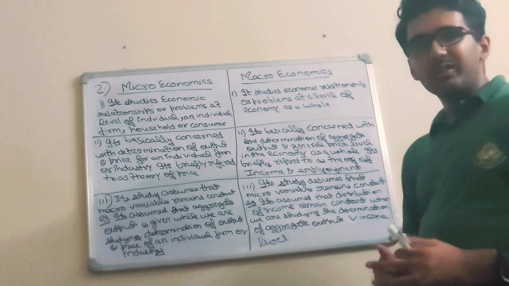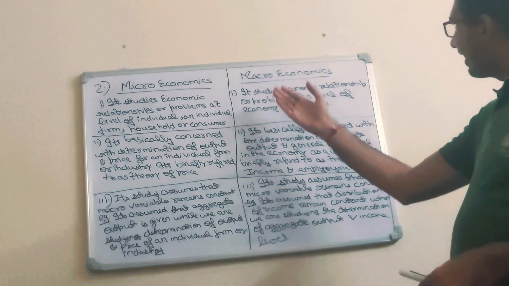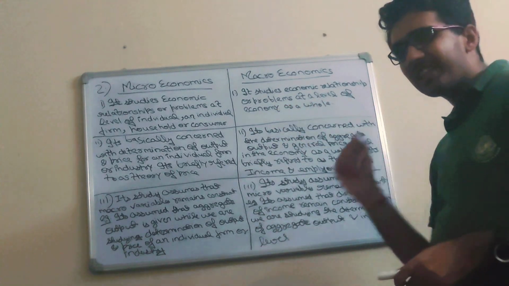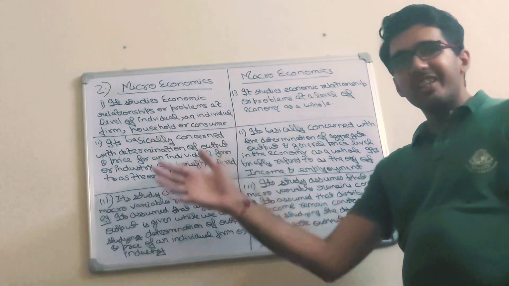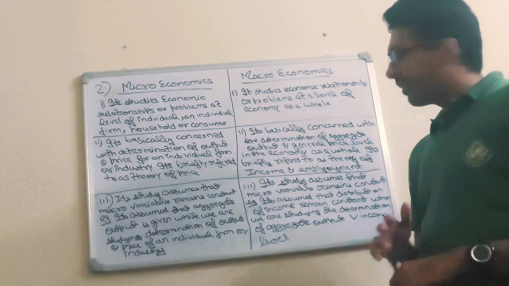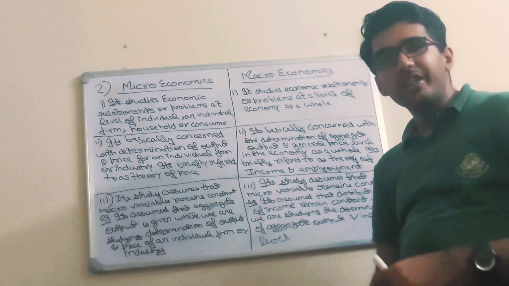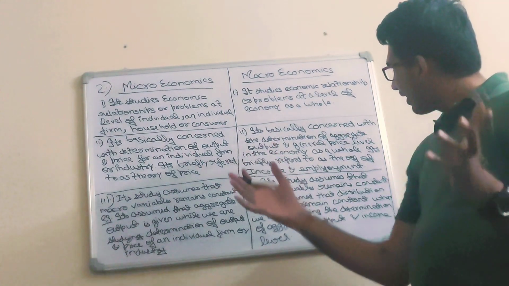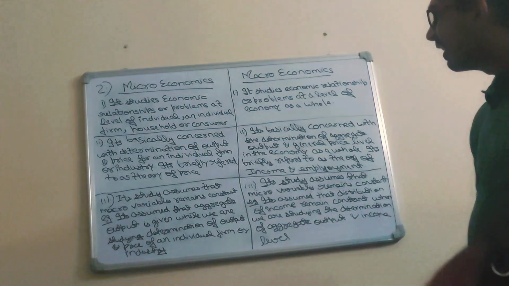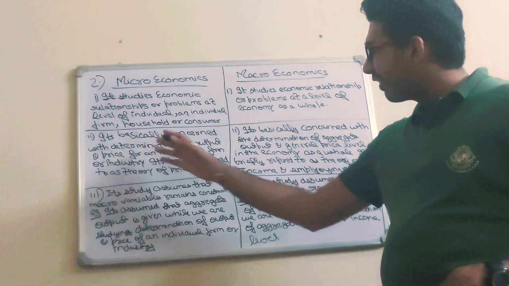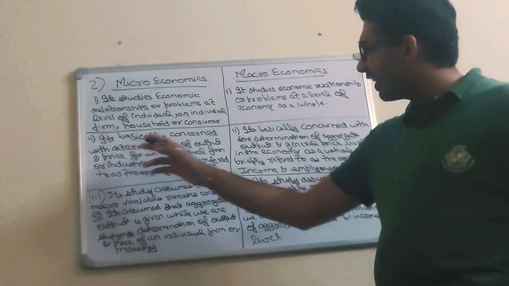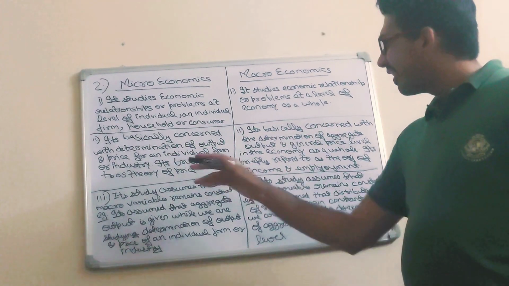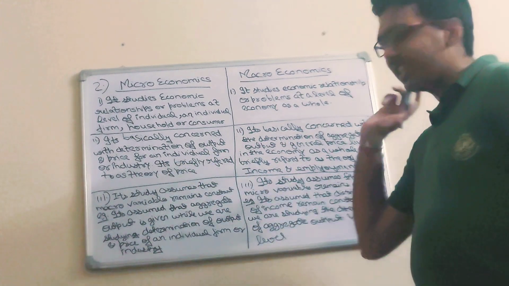But when we go to a large level, it studies economic relationships or problems at the level of an economy as a whole. When we take not one industry but lots of industries that cover the whole nation, it comes under macroeconomics. You can say full nation, full economy. Second point, microeconomics is basically concerned with the determination of output and price for an individual firm or industry. It is briefly referred to as the theory of price.